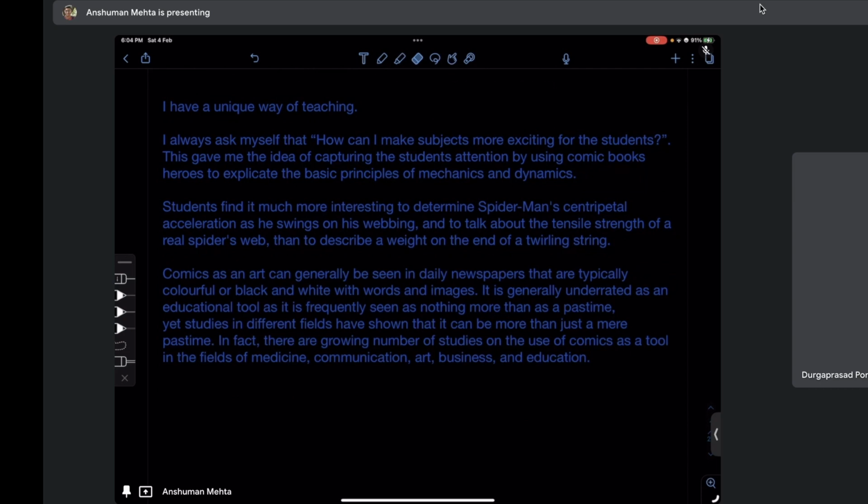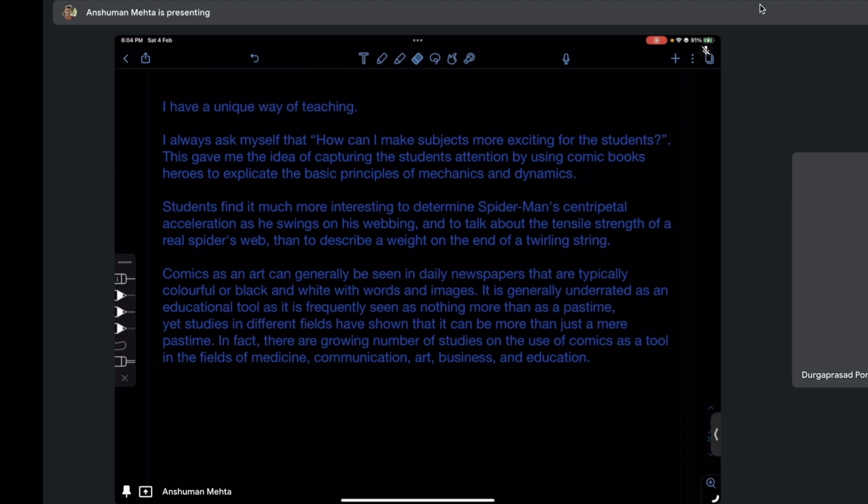Comics as an art can generally be seen in daily newspapers, typically colorful or black and white, with words and images. You have seen in the comics there would be 3-frame comics and it would tell a story. That story could have humor, it could be emotional, it could be anything. It is generally underrated as an educational tool, and it is frequently seen as nothing more than a pastime. But studies in different fields have shown that it can be more than just a mere pastime.